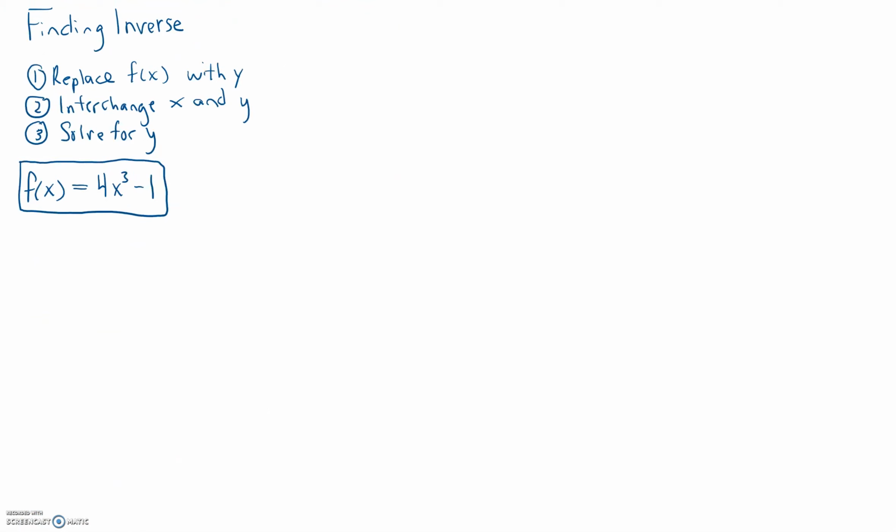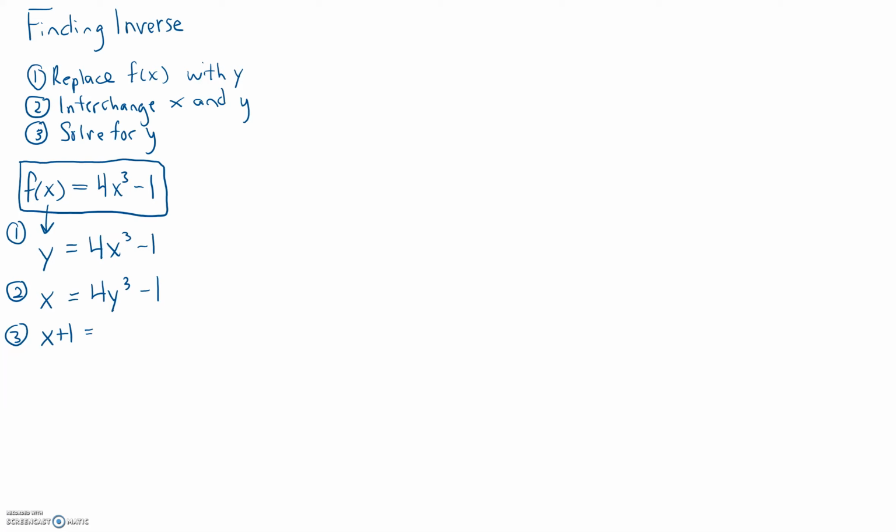We've gone over these 3 steps in class in our notes, and what we're going to do is follow those steps. So we're going to replace f of x, the whole thing, with y equals 4x to the third minus 1. And then we're going to interchange them, so we're just going to switch them. So x equals y is the whole idea. So we have 4y to the third minus 1. And now we're going to solve for y.